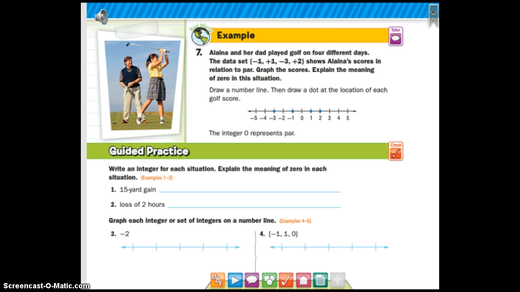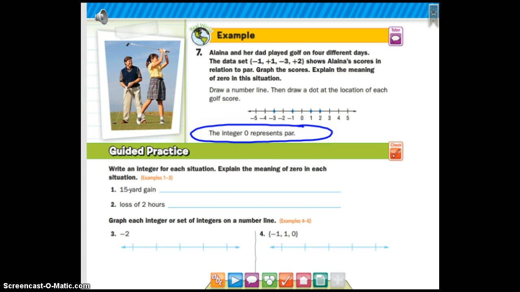For those of you that play golf, you know that numbers are above or below par. In this case, Alana and her dad play golf on 4 different days. Alana's scores are denoted by -1, +1, -3, and +2. These are all based on par. 0, or on par, would be the integer 0. I would like you now to try the guided practice. So again, please pause the video. When you're done, check out my answers. See you soon.